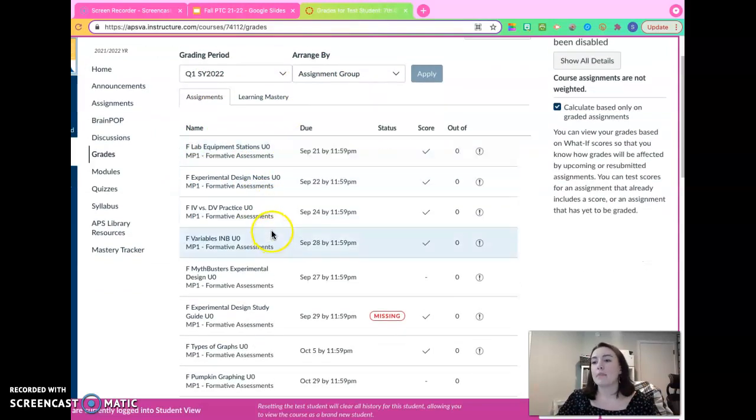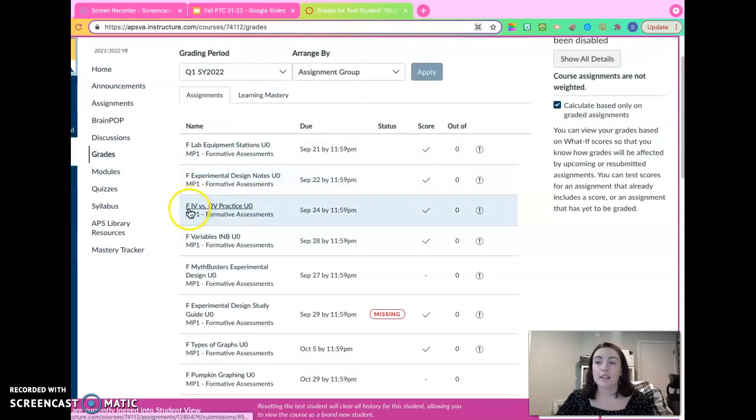So any assignment with an F in front of it is formative, and those are marked complete with a check mark. If it has not been graded or submitted, there will be a blank dash, and if it needs revision or it's incomplete, there'll be an X.